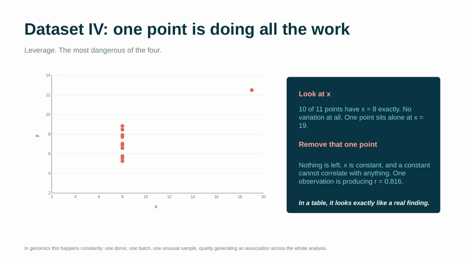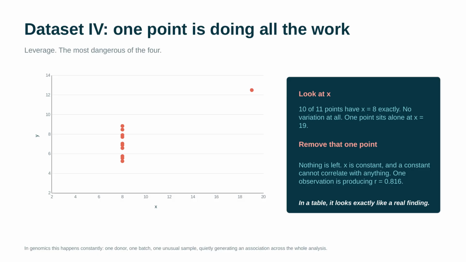Dataset 4 is the one that should genuinely worry you. Look at the x values. 10 of the 11 points have x equal to exactly 8. There is no variation in x at all. Except for one point, sitting alone at x equals 19. And that one point is generating the entire correlation.